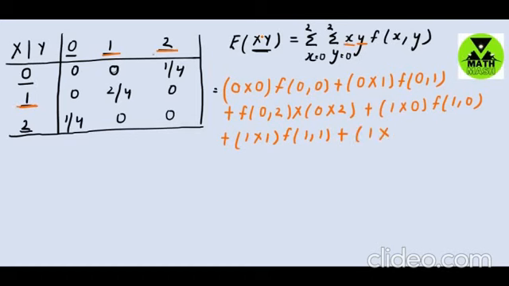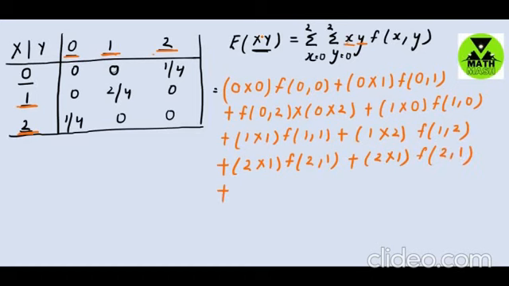So this becomes 1 multiplied by 2. Their corresponding joint probability mass function is f at 1, comma 2, plus when x is 2, y is 0. So again we have to multiply x with y, and their corresponding joint probability mass function, that is f at 2, comma 0, plus when x is 2, y is 1. So 2 multiplied by 1, and their corresponding joint probability mass function f at 2, comma 1, plus when x is 2, y is 2. So this is 2 multiplied by 2, and their joint probability mass function is f at 2, comma 2.